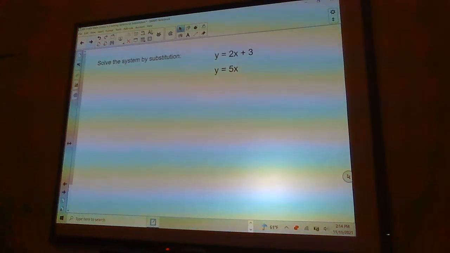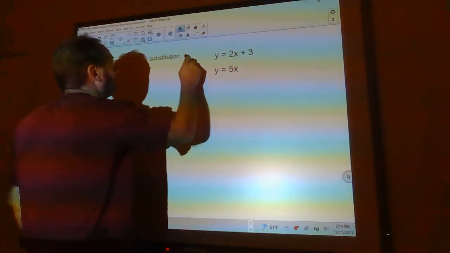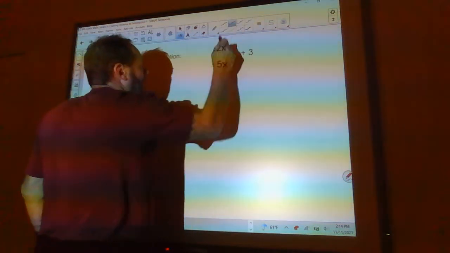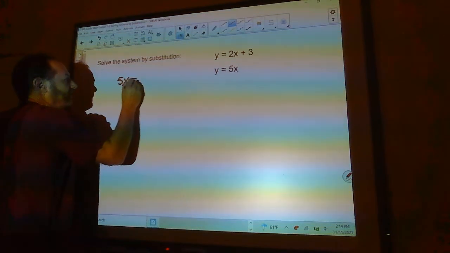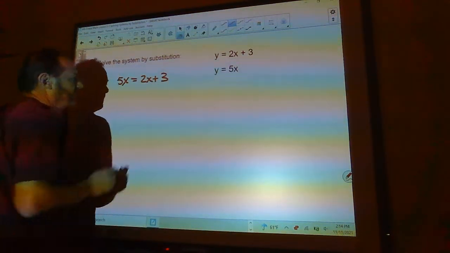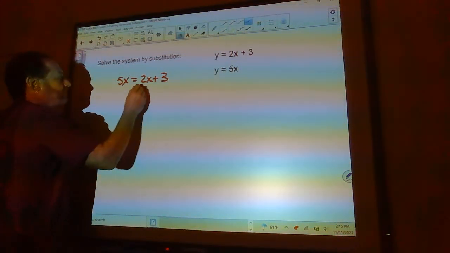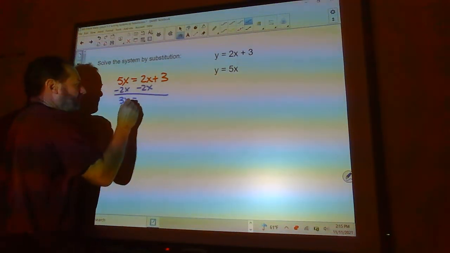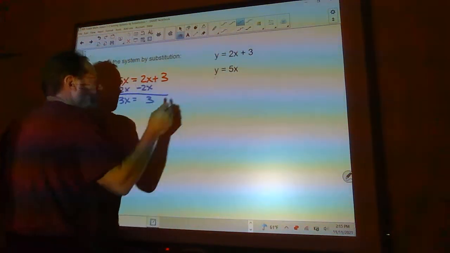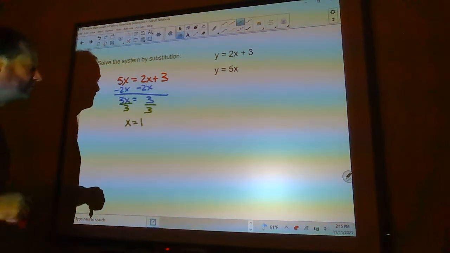Okay, solve the system by substitution. Now this is a pretty simple one because I know that y is 2x plus 3, but I also know that y is 5x. So here's what I get to do. I'm going to take the 5x and put it in for y right here. And I get 5x equals 2x plus 3. And now I just solve this thing. So I'm going to subtract 2x. That's going to give me 3x equals 3. I'm going to divide by 3. And I now know that x is 1.